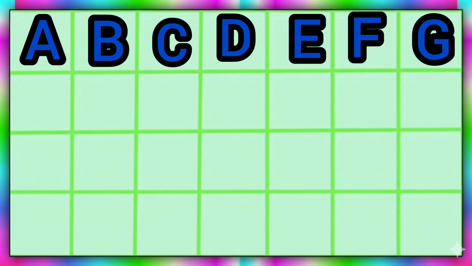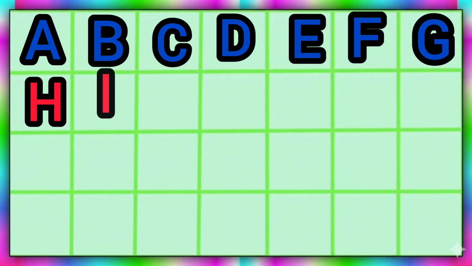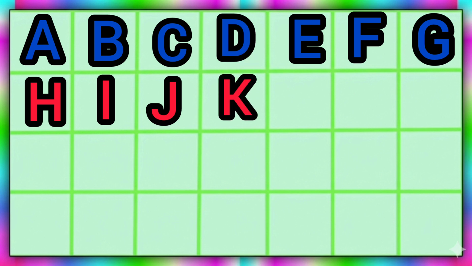G for grapes. H for hand. I for ice cream. J for joker. K for kite. L for lion.